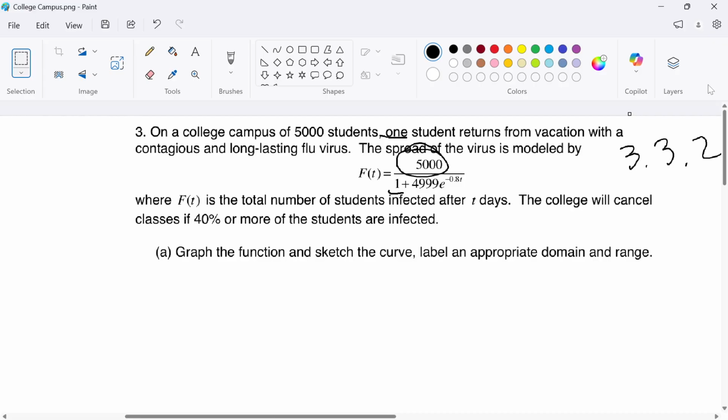where f of t is the total number of students. So you can see the most students that can be infected is 5,000. The college will cancel classes if 40% or more of the students are infected. Graph the function and sketch it. Label appropriate domain and range.